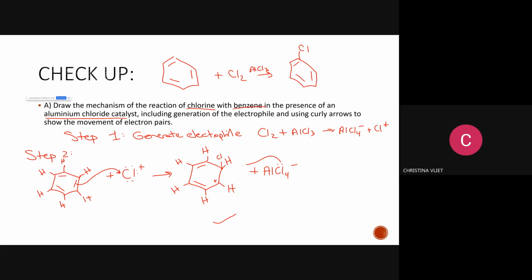It grabs the hydrogen. And as it grabs the hydrogen, the 2 electrons from the hydrogen fold back in to restore that double bond. So it grabs the hydrogen, and then the 2 electrons go back in to restore the double bond. And so you end up with this again, plus HCl plus AlCl3. That's it.